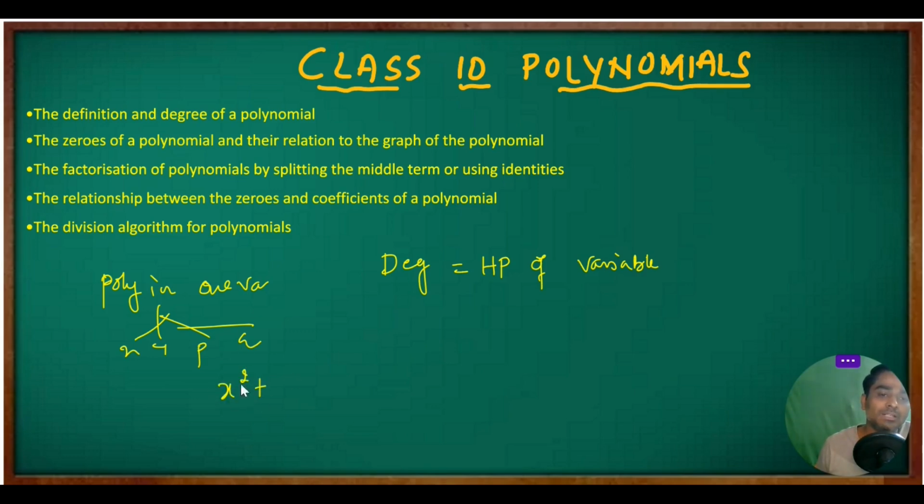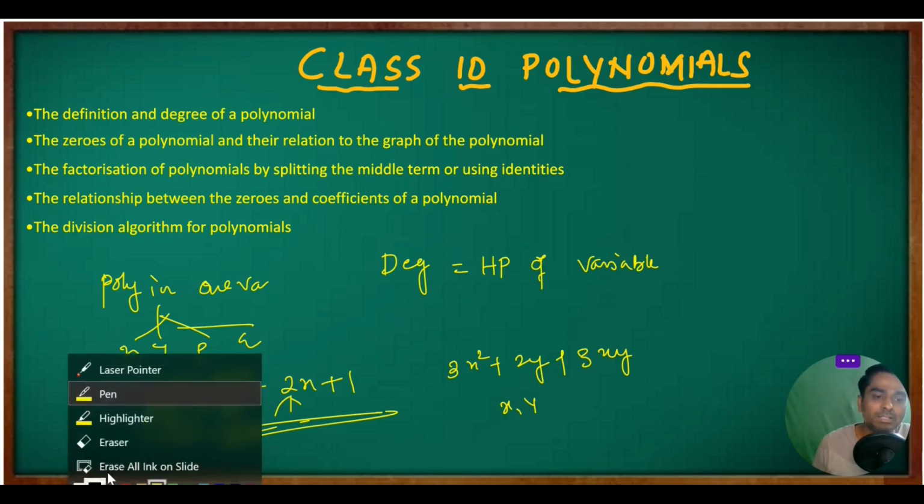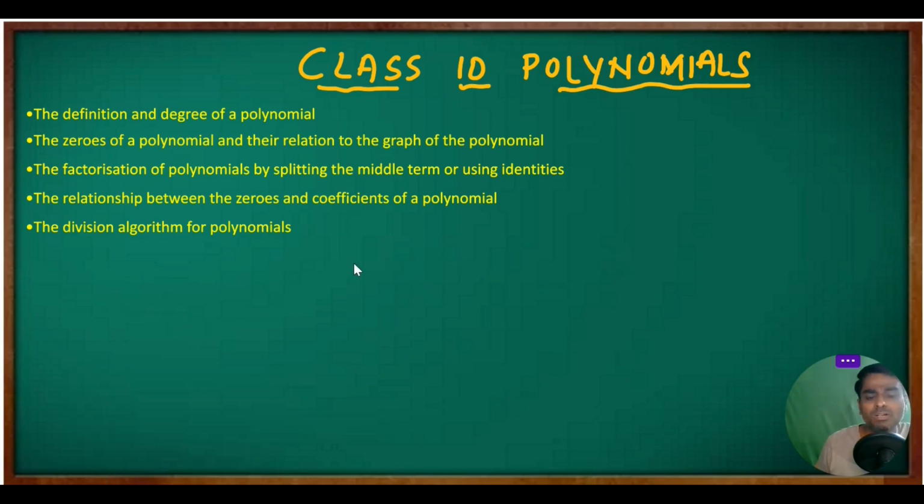Suppose I write 3x cube plus x square plus 2x plus 1. It is a polynomial because it has four terms and the variable is x only everywhere. Don't think x cube is one variable, x square is another variable. No, the base you have to see, x. So that's a single variable. If I write something like 3x square plus 2y plus 3xy, then this is a polynomial in two variables because you have x comma y here. You have two variables, correct? So this is clear now.